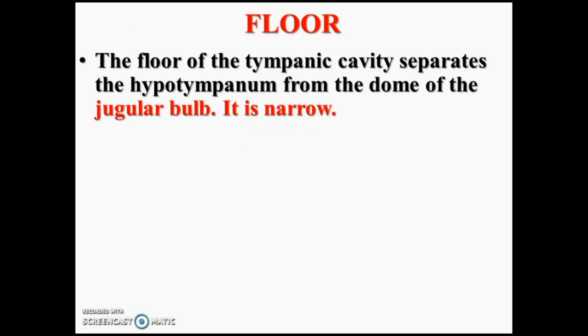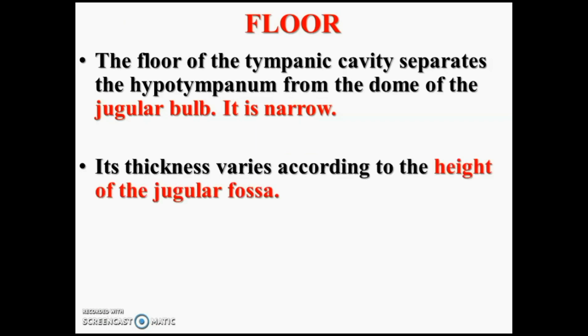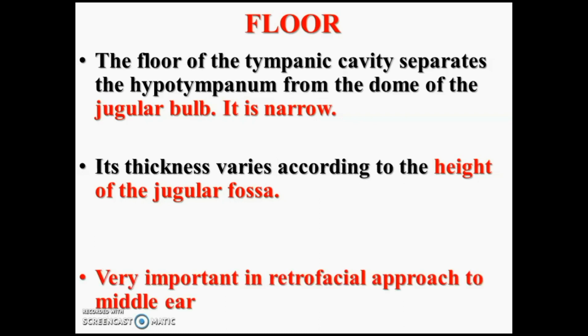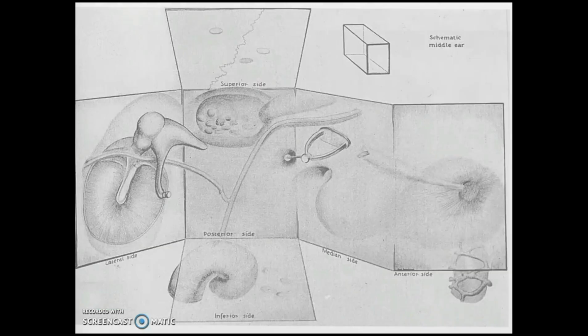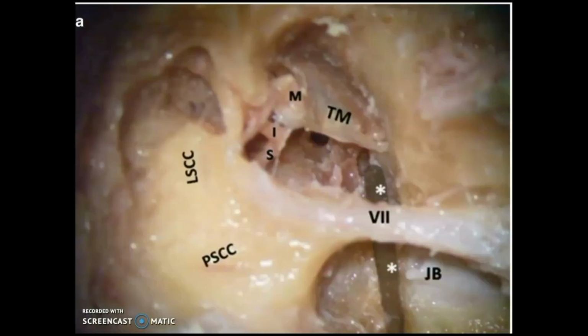And next, the floor is formed by the jugular bulb, the dome of the jugular bulb, and it is narrow, not like a box. Floor is very narrow. Its thickness varies according to the height of the jugular fossa, and this floor is very important in case of retrofacial approach to the middle ear. So, classical entry is by tympanic membrane, but we can enter the middle ear by not damaging the tympanic membrane also. So, this is one route, retrofacial approach through this part.